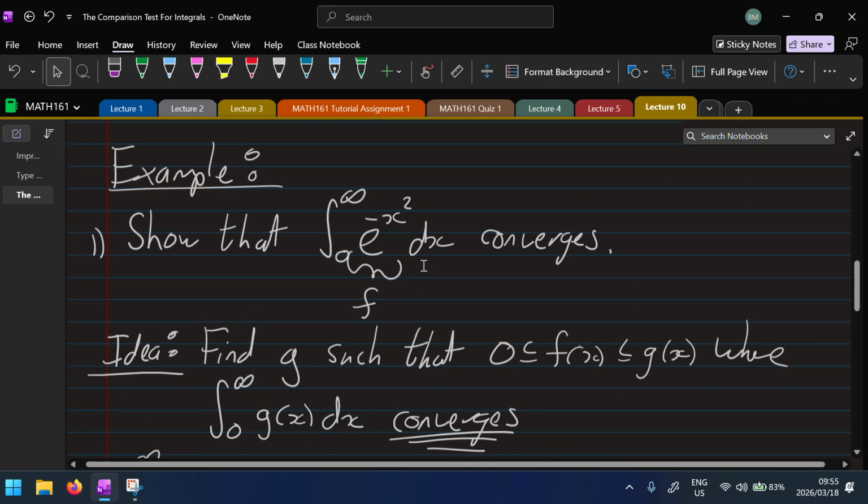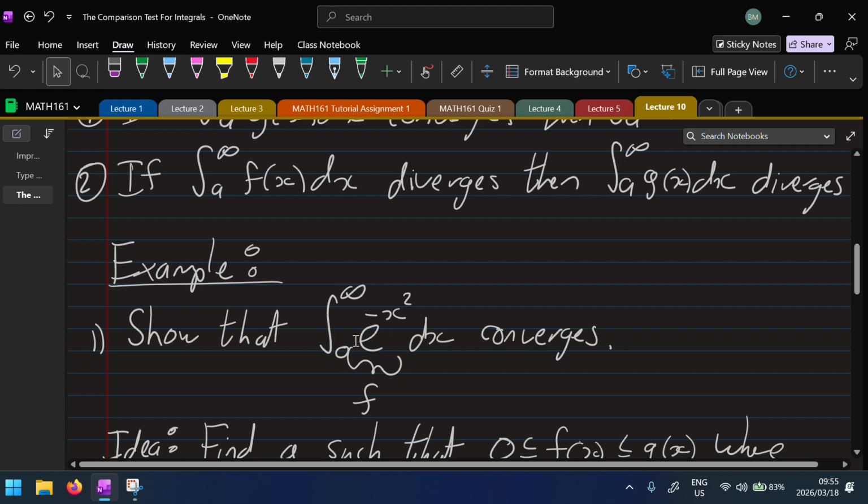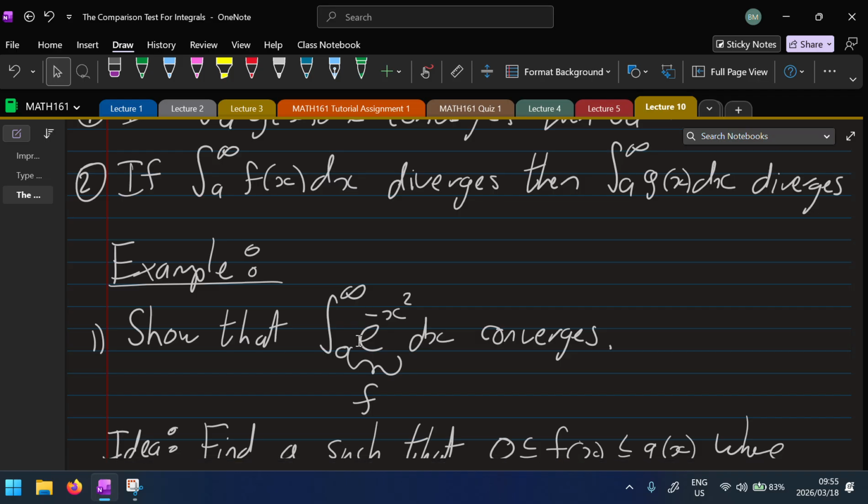Okay. So we've got this function f, e to the minus x squared. Convergence. The limit exists. So this integral, we want to show it converges. When we do the limit with that infinity, it exists. But that integral we can't do, right? You can try. U substitution won't work. Integration by parts won't work. Nothing will work.